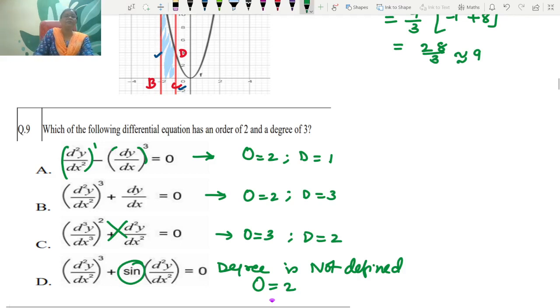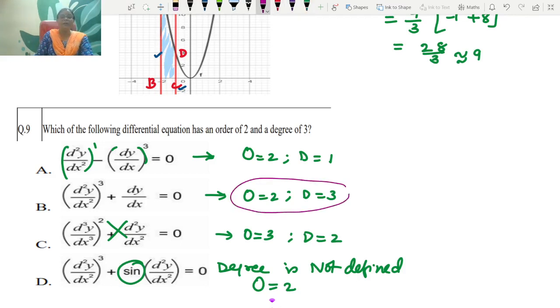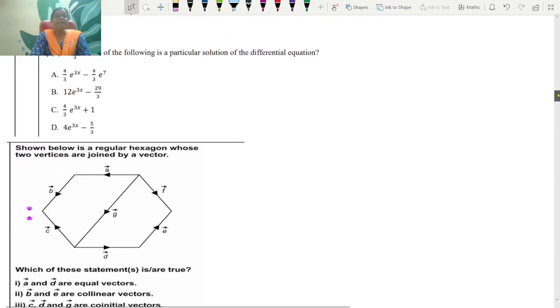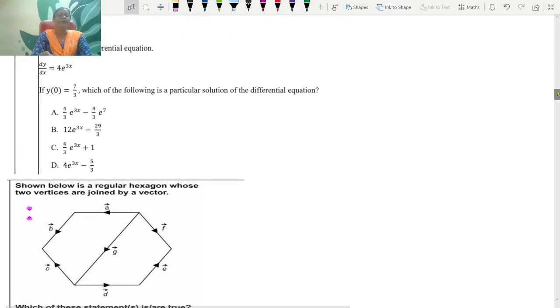So which is the correct option? We have only one, that is order 2 and degree 3, so B is the correct option. Fine. Now the next question is based on differential equations again. Now following is the differential equation, आपको इसमें से करेक्ट आंसर ढूंढना है, that is the solution of this differential.